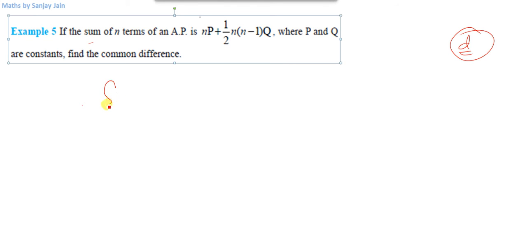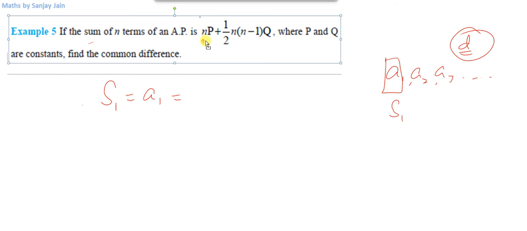So I can find sum up to one term, that is the first term itself. So if I have got these terms a1, a2, a3 and so on, if I say sum of one term, that means the first term itself. So s1 is nothing but a1, and it is equal to, if I place n equal to 1 here, I'll get this s1. So if I put n equal to 1 here, the first term will become p, and the second term will become 0, because 1 minus 1 will become 0 here. So the first term is p plus 0, that is p.